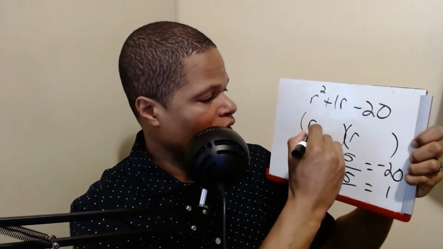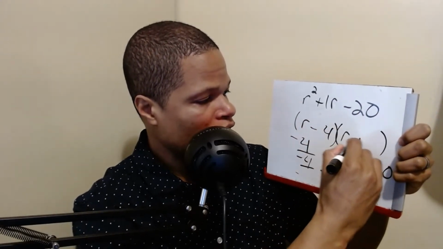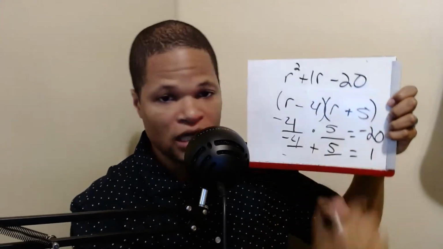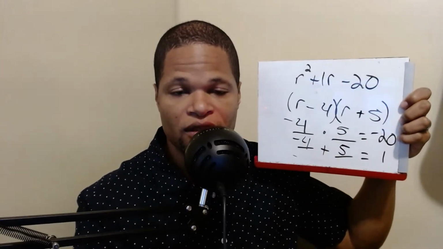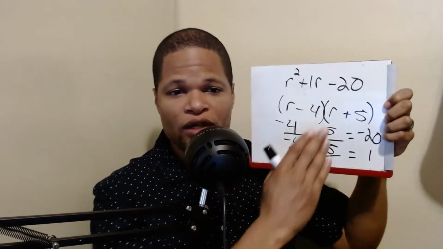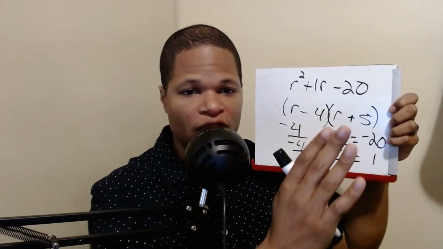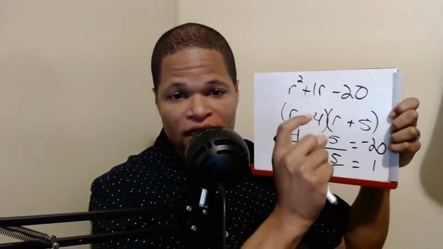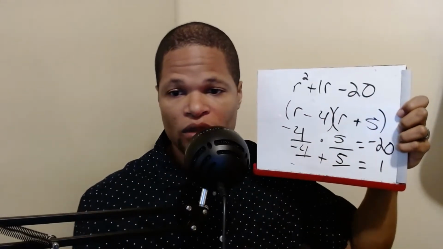So when I'm putting that in there, just make sure you make the 4 minus, make the 5 plus, and you're done. R minus 4 times R plus 5 is your answer. Chris, doesn't matter which parenthesis I put first? No, it does not. As long as one of them is an R minus 4 and one is an R plus 5, it doesn't matter which one comes first.